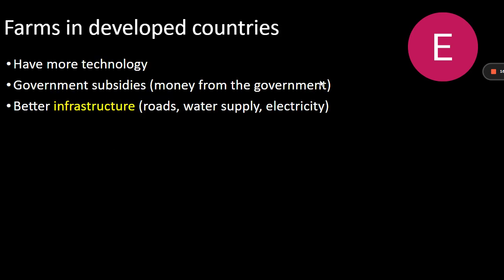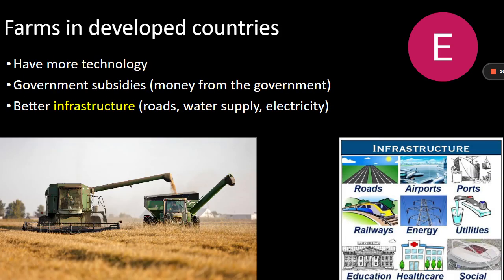Next slide. Here we go. Farms in developed countries. They have more technology. They have government subsidies, which means the government pays you to farm. And developed countries also have better infrastructure like roads, water supply, and electricity.